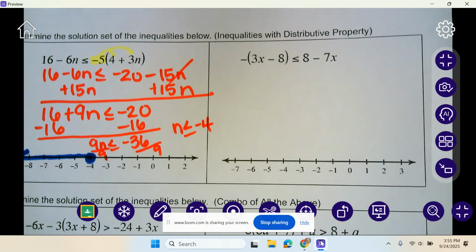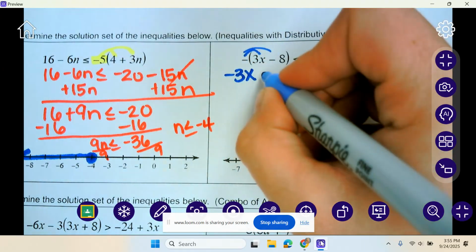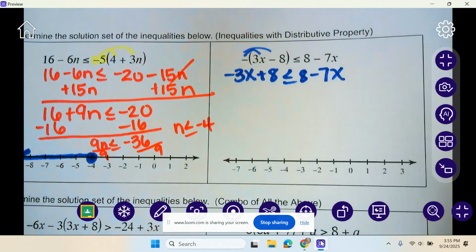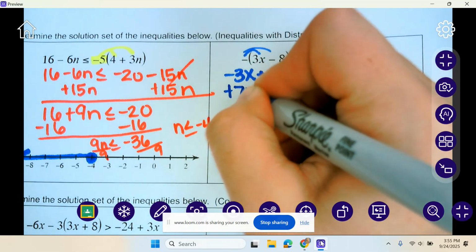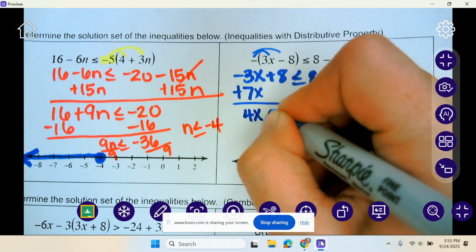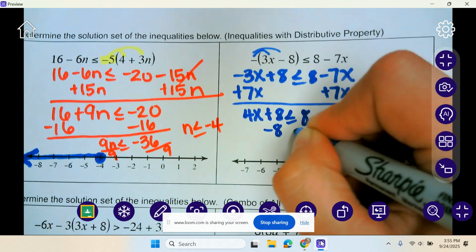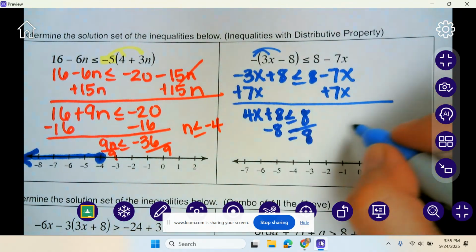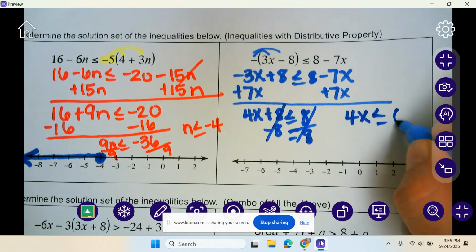All right, so let's take a look at the next one. So I have this negative that gets distributed. So I get -3x plus 8 is less than or equal to 8 minus 7x. Okay, next up, move the variable, so plus 7x. You get 4x plus 8 is less than or equal to 8. Once again, if you cancel everything, minus 8. 0, 0. You get 4x is less than or equal to 0.